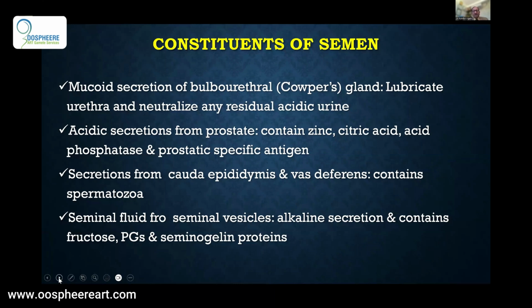Next are the secretions from the epididymis and the vas deferens, which contain spermatozoa coming from the testes. And the fourth part is the seminal fluid, that is seminal plasma, coming from the seminal vesicle, and usually it is an alkaline secretion. So it maintains the alkaline pH of the semen, because it contains fructose, prostaglandins, and seminogelin proteins.